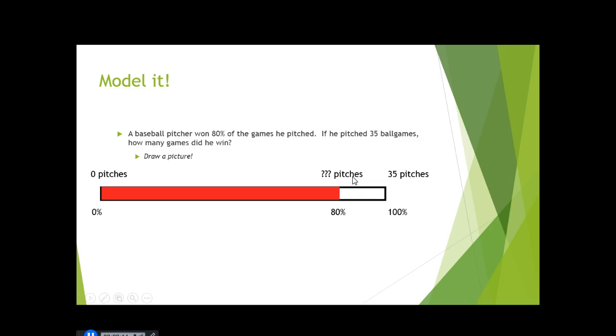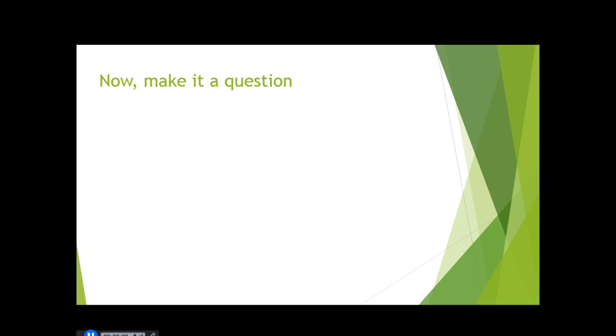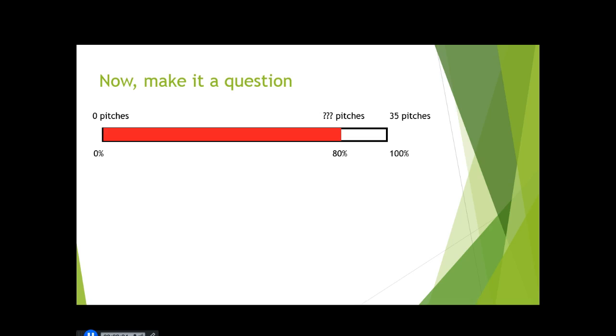So what we need to do is ask ourselves, based on this model, what is the question? And what is it going to look like as a simple sentence? So here's our problem. That is your is, the number of pitches that you're trying to find. You know your percent is 80. And your of is 35, because your of is always based on 100. There's your story problem, or there's your word problem. What is 80% of 35?